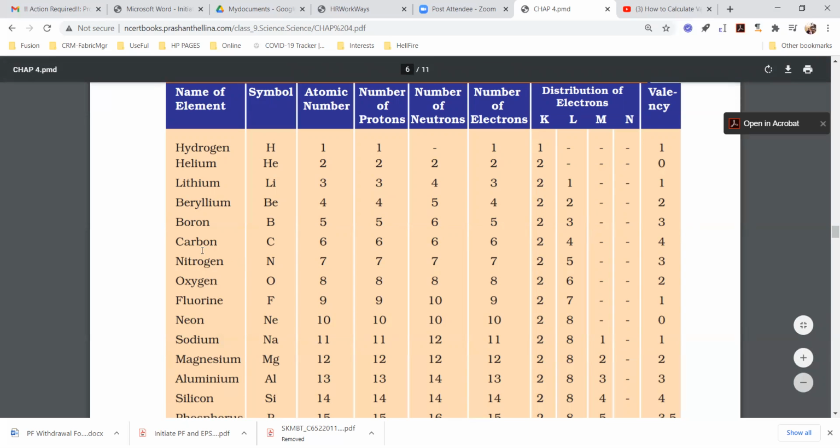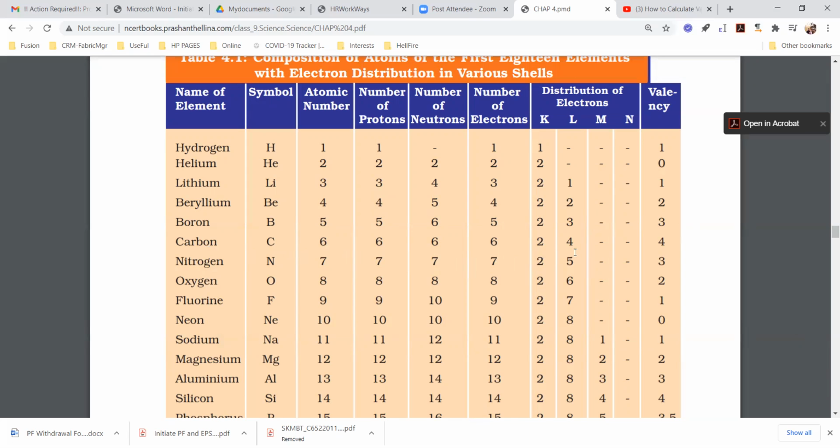Observe the carbon. The atomic number of carbon is 6. So K shell 2 electrons, L shell 4 electrons. But we know maximum capacity of L is 8. So 8 minus 4, 4. Here, it can take 4 electrons or donate 4 electrons. So the valency is 4.